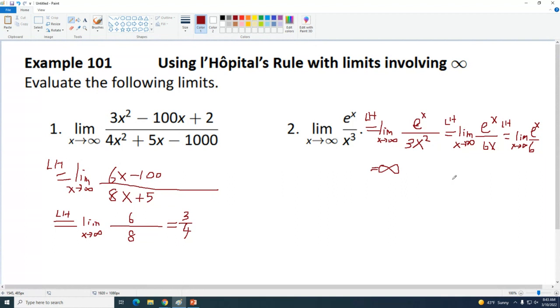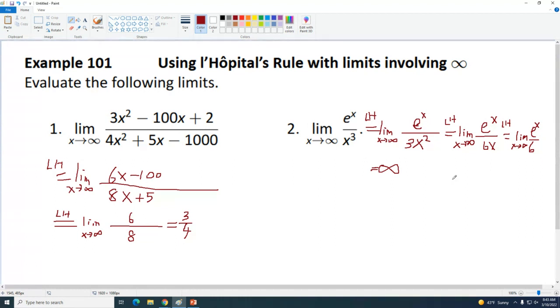Any questions? Dealing with infinity is always a little bit abstract because we don't see the actual number. But if you want to confirm this, you can always make a few calculations to see the tendency. For example, you can make x equal to 1,000 in the numerator and denominator, and then you make x equal to 10,000. You see the difference.